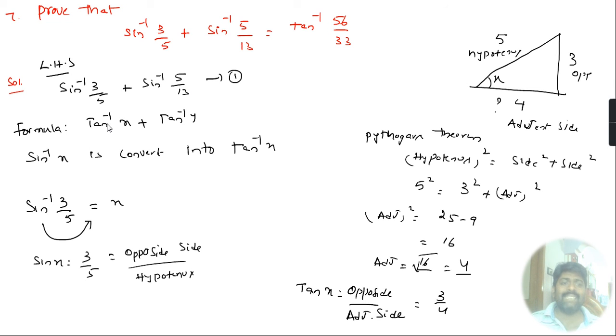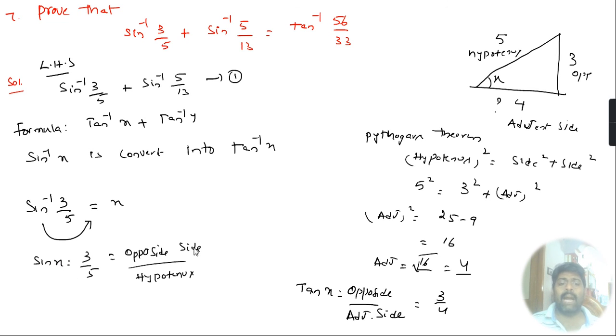The basic formula is tan inverse of x plus tan inverse of y. That means here the question is given in the form of sin inverse, but the formula is tan inverse. So we convert sin inverse into tan inverse. How do we convert? Let sin inverse of 3 by 5 be equal to x. The sin inverse goes to the right side of the equation. Then we get sin x is equal to 3 by 5.